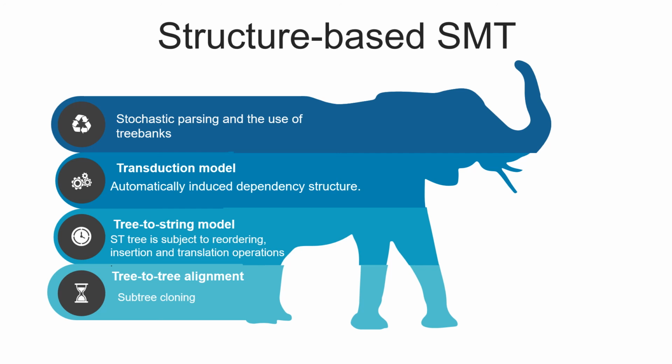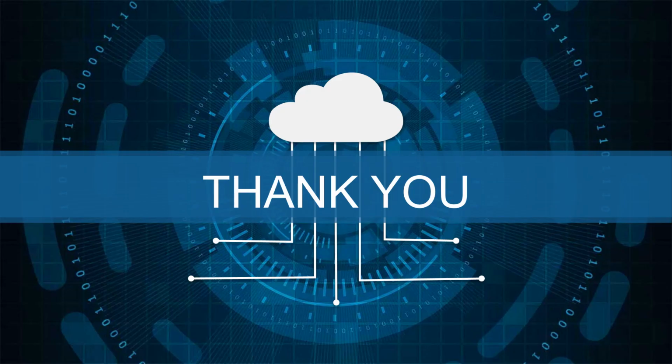The model proposed by Yamada and Knight in 2001 is a tree-to-string model. It uses a parser on the source text only, so the tree is then subject to reordering, insertion, and translation operations, which are all based on stochastic operations. Gilda in 2003 proposed the tree-to-tree alignment model in which subtree cloning was used to handle more reordering in parsed trees. That's all for Corpora in Machine Translation.